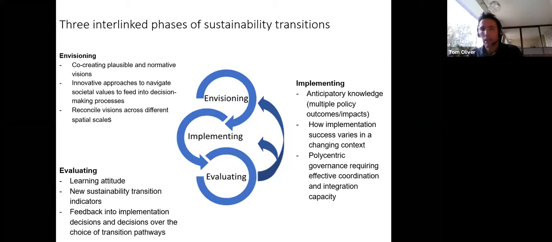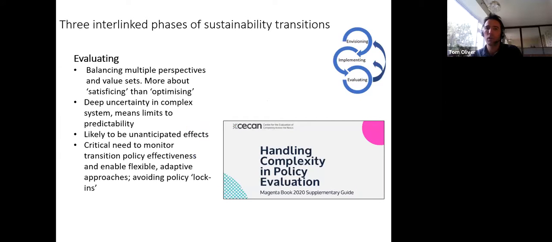So I guess coming towards the end now, I've talked about these phases of transforming systems: envisioning, implementing. I haven't talked much about evaluating, and I won't talk about that much today. CECAN have actually been very active working with Defra. CECAN led a report about handling complexity in policy evaluation.